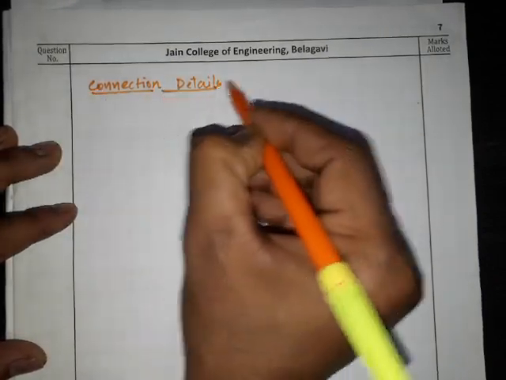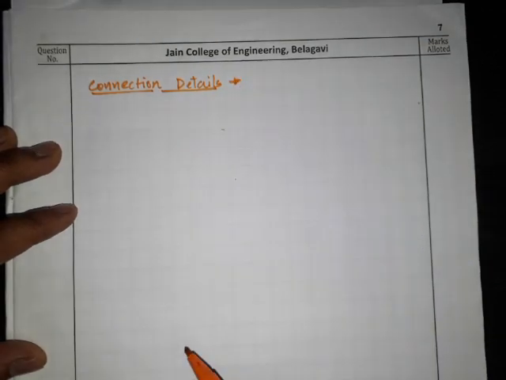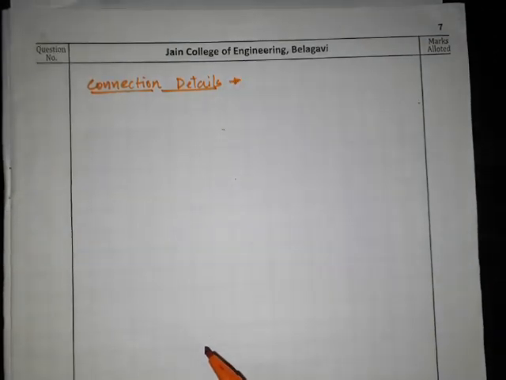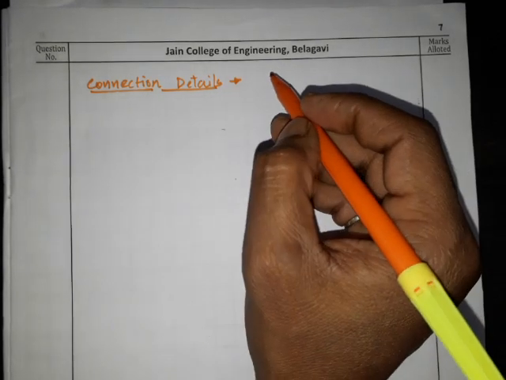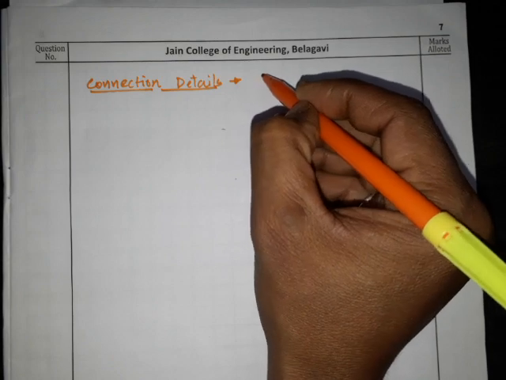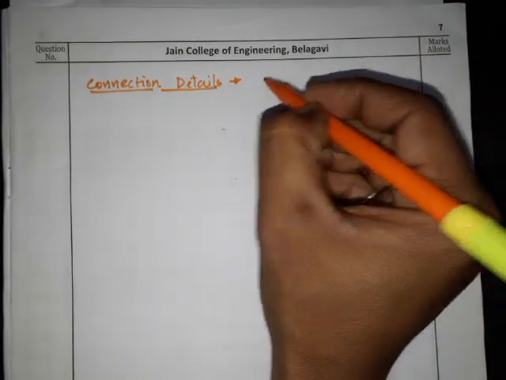Connection details. Here the type of connection is not mentioned in the given statement, so we will design for bolted connection. Okay, so the connection details, that is for bolted connection.